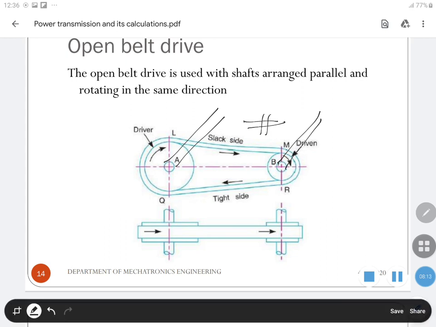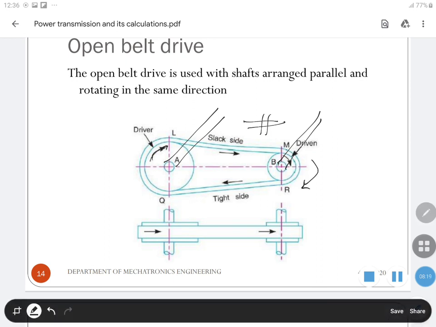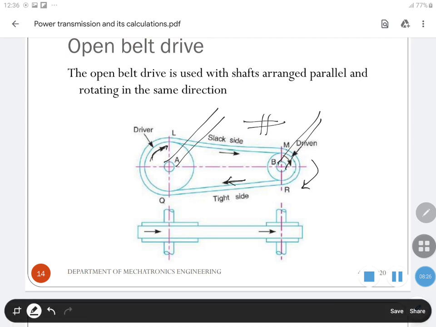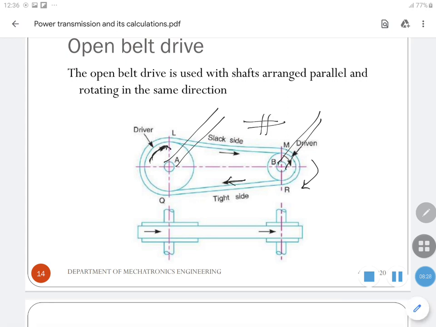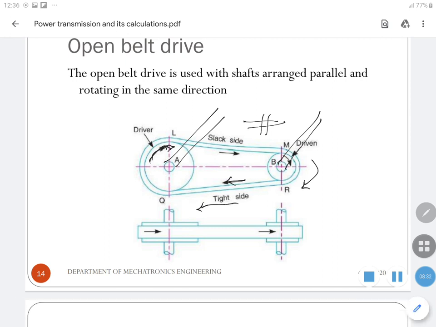And rotating in the same direction. So this is rotating in this direction, and this is rotating in the same direction. Normally this would be the tight side, and this would be the slack side. As the driver rotates like this, this would be the tight side, which drags the load in this direction.